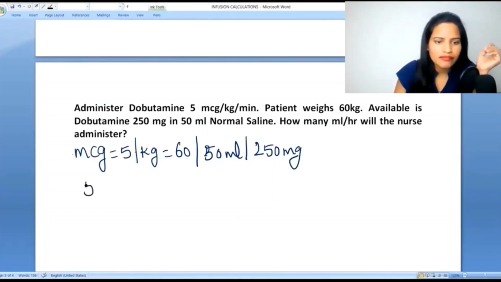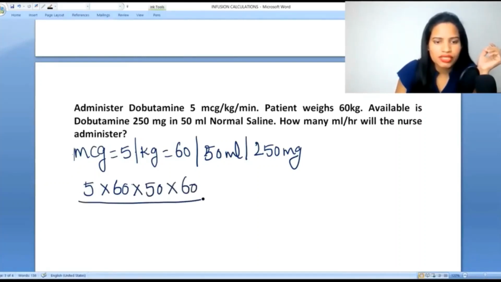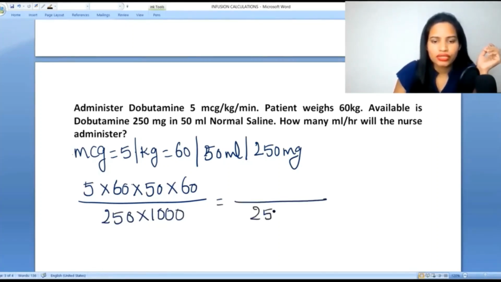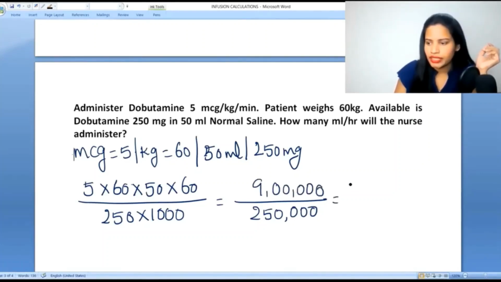Now let us calculate this. 5 multiplied by 60, mcg into kg, into ml. Total ml is 50 ml. So 50 into total minutes, 60 minutes, divided by mg into 1000. 250 into 1000 we are doing. 250 into 1000 is 2,50,000. What is the top one? It would be 9 lakhs. If you calculate this, you will get an answer of 3.6 ml per hour. So this is our answer.